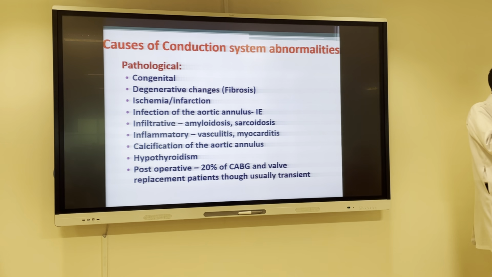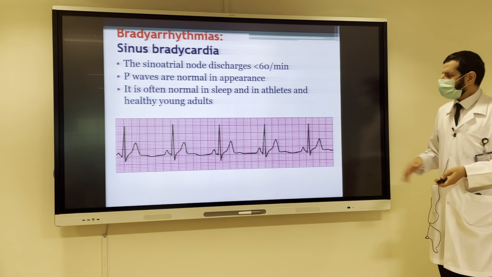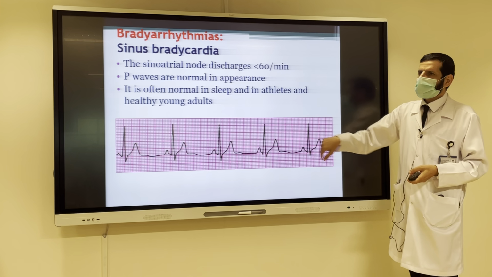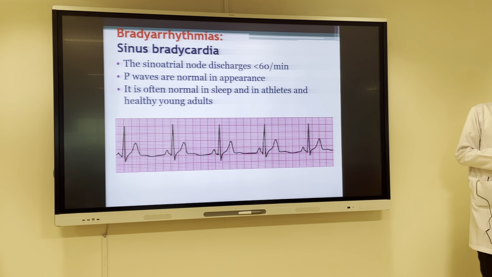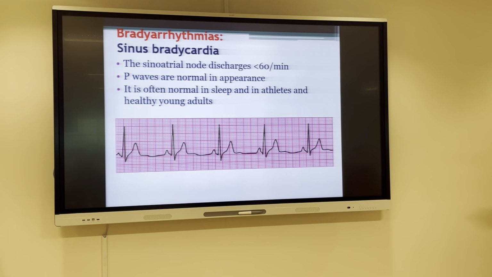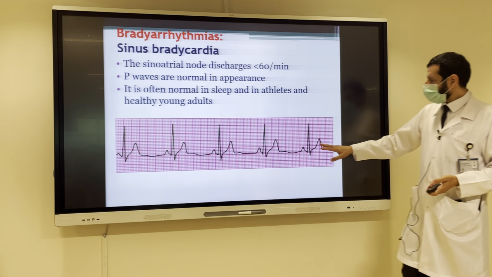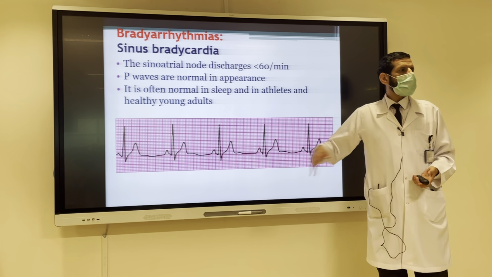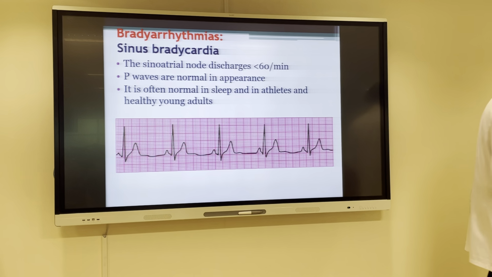So these are the typical causes. Any disease in the body can involve the conduction system. So look at this. This is lead 2. What do you notice in lead 2? Heart rate is what? Just rate is less than 60, anything else is normal. So we're dealing with sinus bradycardia.